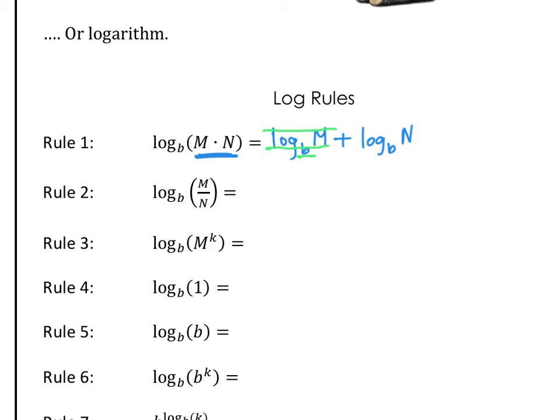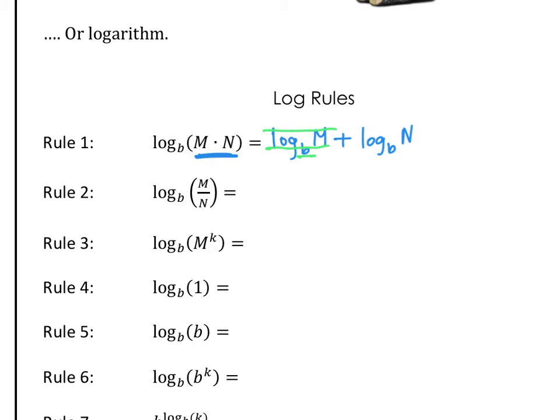So this is how we expand it, take something like this and expand it to this, which tells us we can also go backwards. If you see two logs that have the same base, we can go backwards and create just one log, which we'll practice in the next chapter.